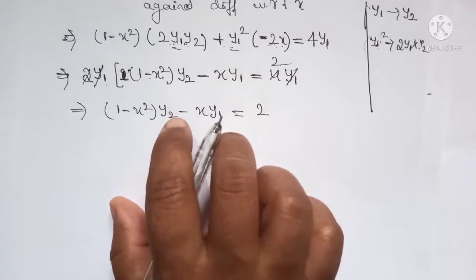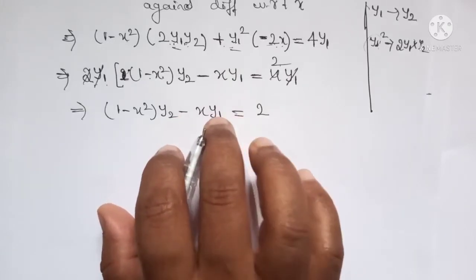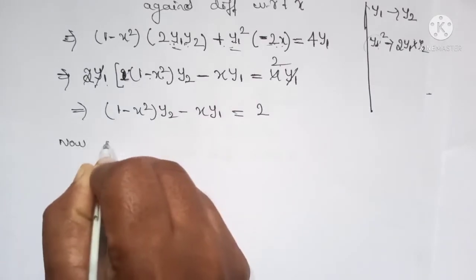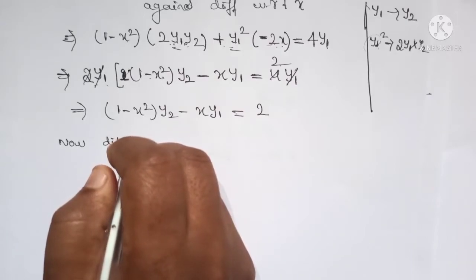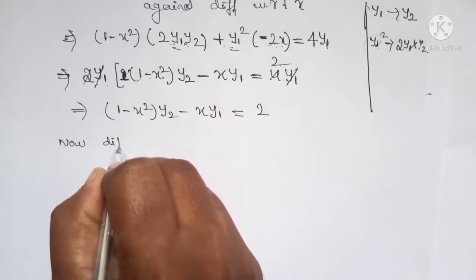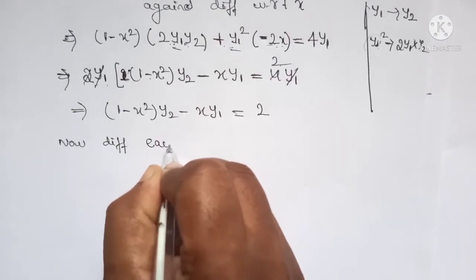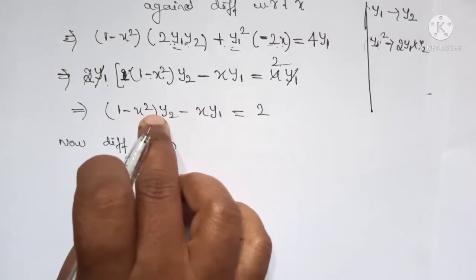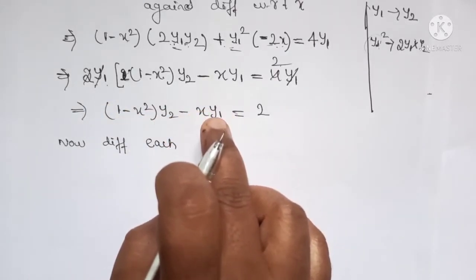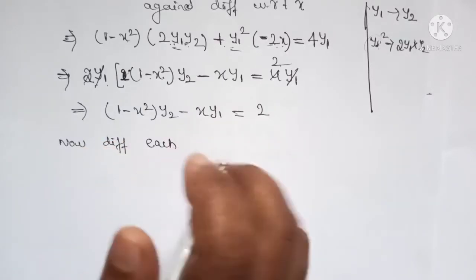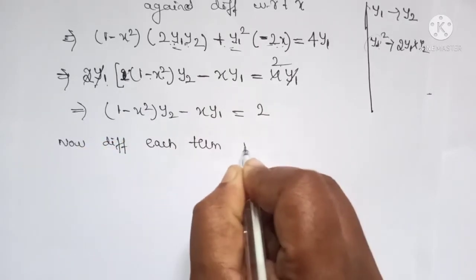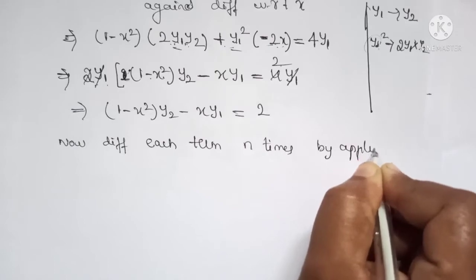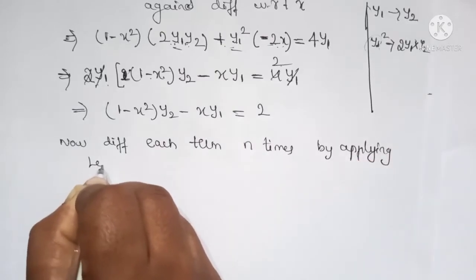Okay, so now differentiating n times by using Leibniz theorem, because we got the y2 value here. Now differentiating each term, because it contains two terms of UV form. Okay, this one also we have to apply the Leibniz theorem. For this term also we have to apply the Leibniz theorem. Okay, therefore we write differentiating each term n times by applying Leibniz rule, right?